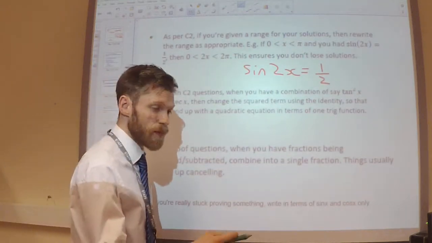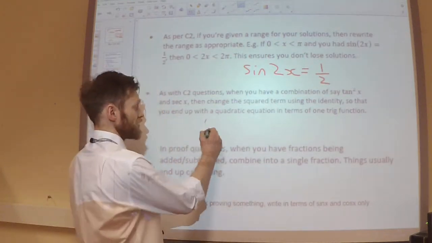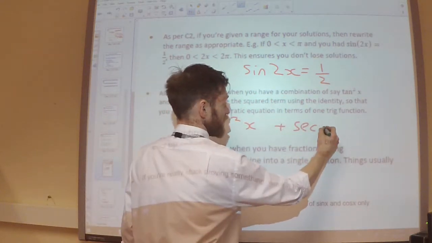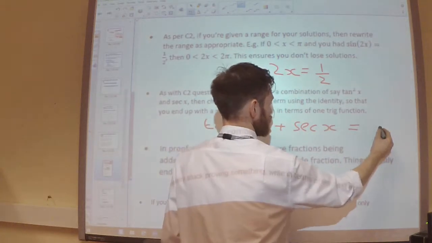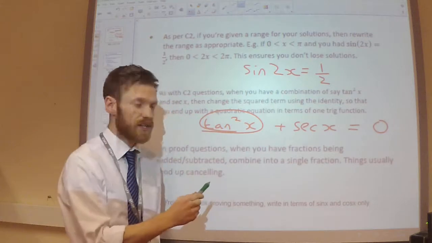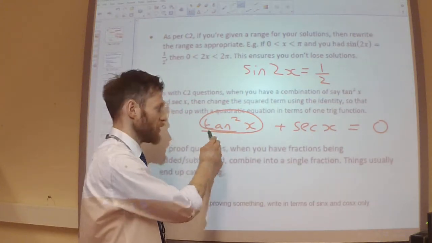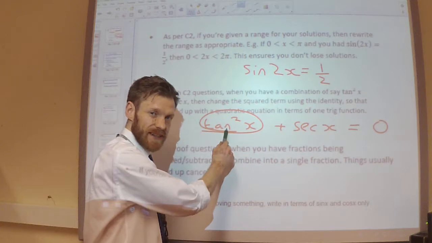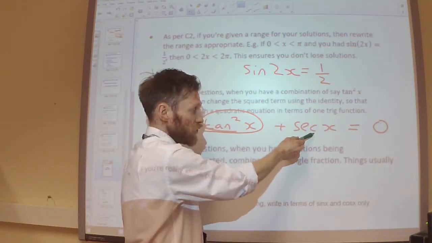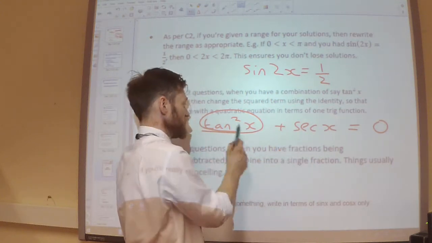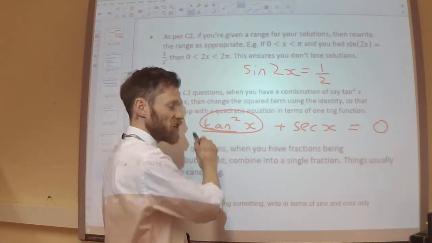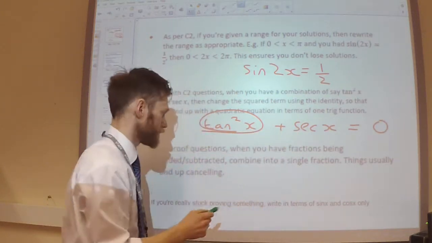Next tip, just remember those sorts of equations where if you have something like tan squared x plus sec x equals 0, you're going to change this to be sec squared x minus 1. You're always going to change the squared identity so it matches the trigonometric function in the middle there. Just like you did in AS where you had sine squared and cos squared, you're going to change the squared to match that.